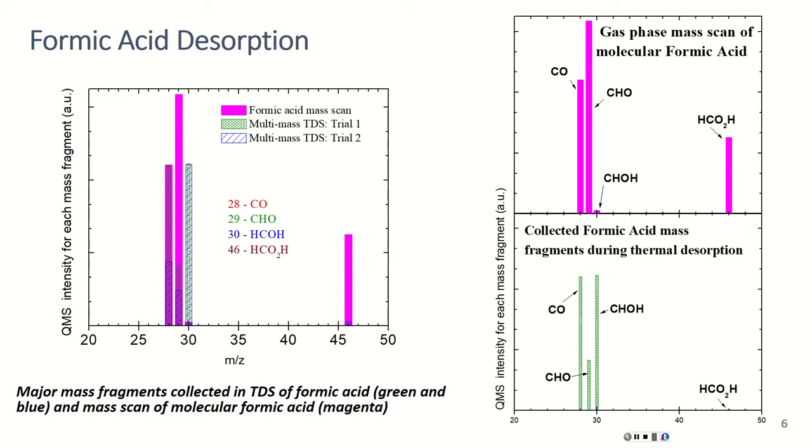At the right you have two figures. What is the difference between top and bottom on the right? In the top, we have the gas phase mass scan of formic acid, and the bottom is the collected one. It would be better if you introduce what the gas phase mass scan is. It is without the perovskite film: we just dose formic acid into the vacuum chamber and collect the mass scan of that. So it is the characteristic mass spectrum of formic acid.